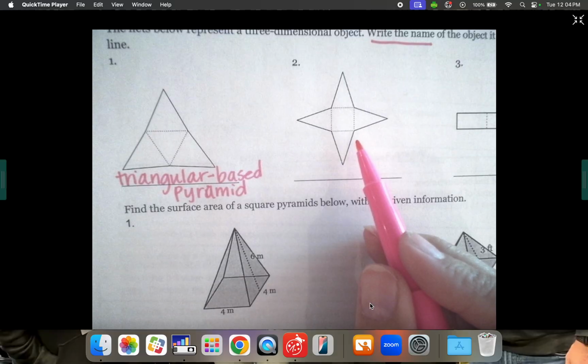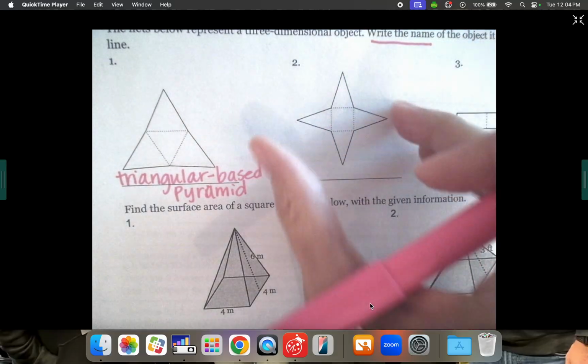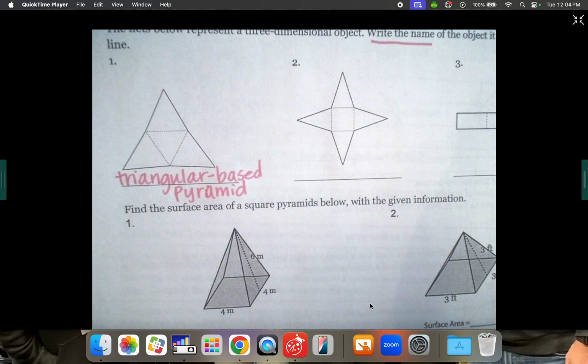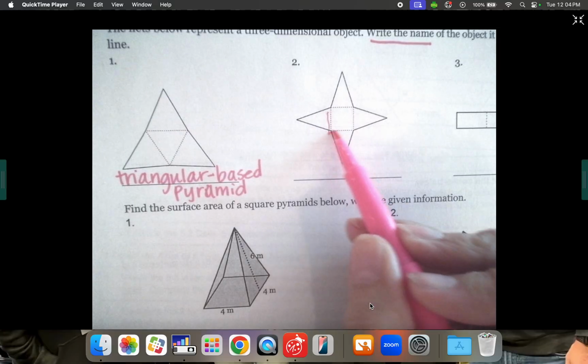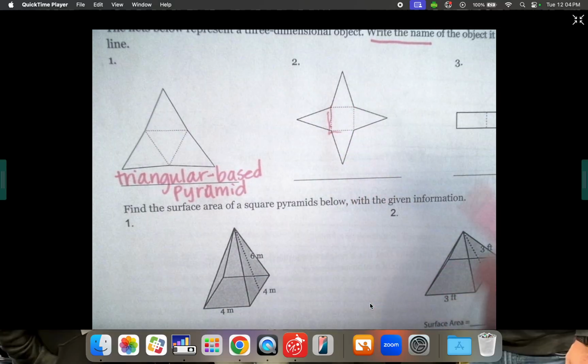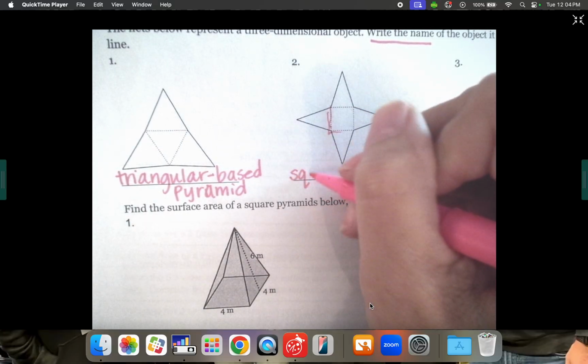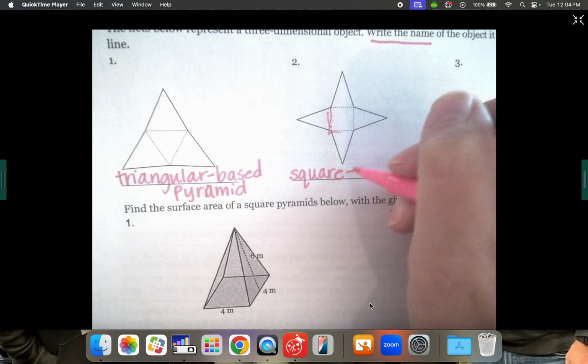This one is also a pyramid because when you fold these sides up, it's going to come to a point. So this is also a pyramid, but the base of this pyramid that it's sitting on is square. So this one is a square-based pyramid.